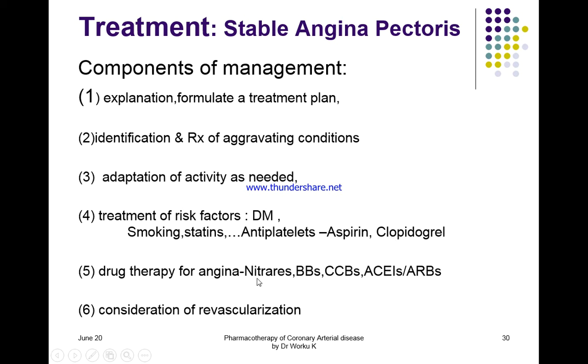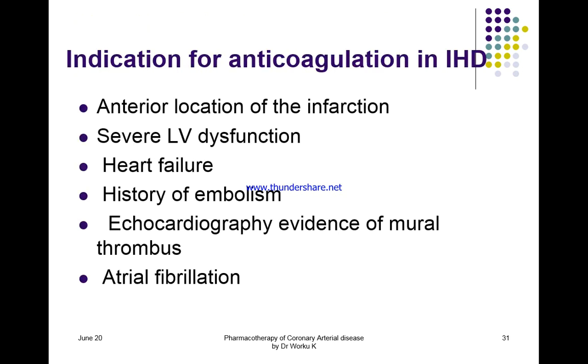And the drug therapy for angina, like that of other acute coronary syndromes: nitroglycerin, beta blockers, calcium channel blockers, whichever is available, we can administer. But beta blockers and nitrates are very important, especially during the initial phase. And if there is massive ischemia, there is a place for revascularization. Do we need anticoagulation in patients with ischemic heart disease?